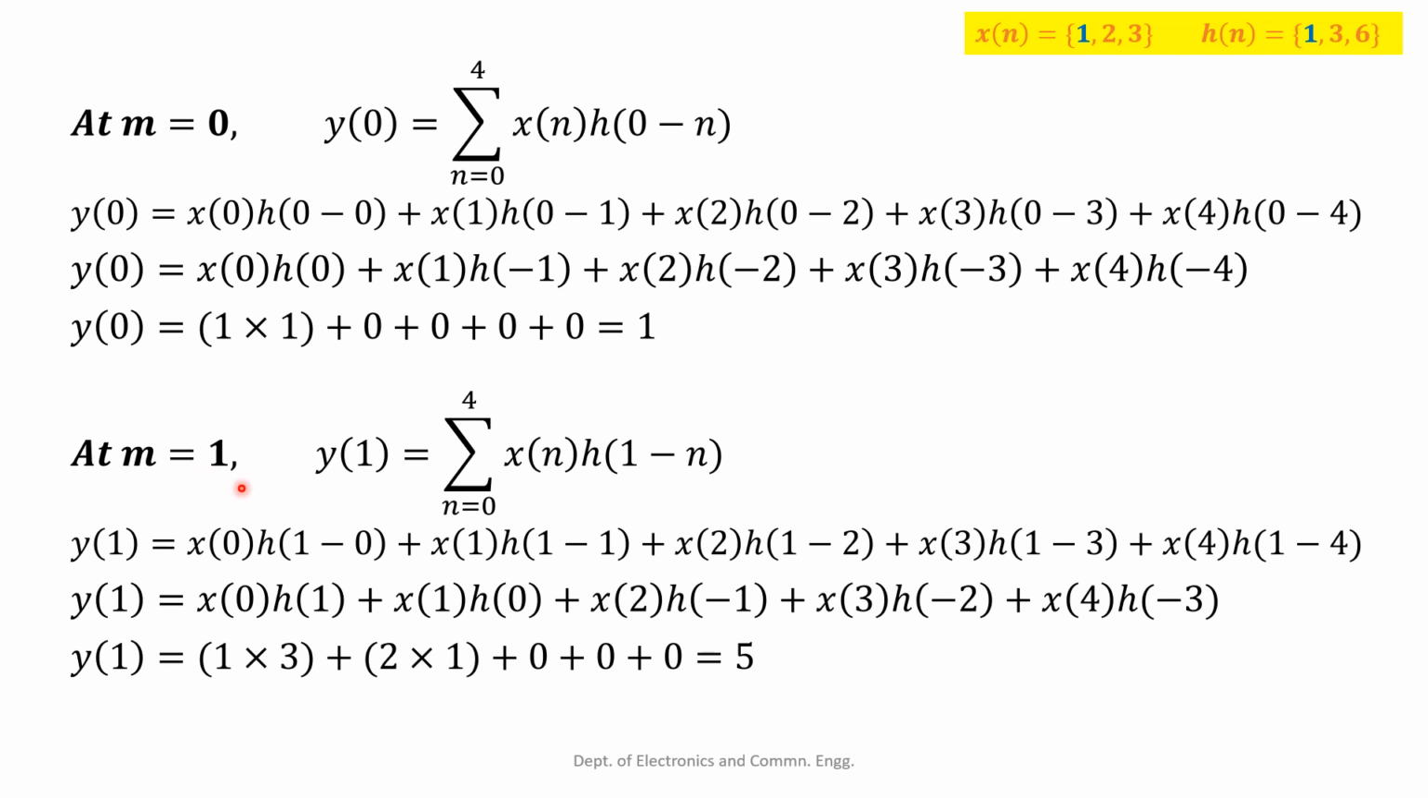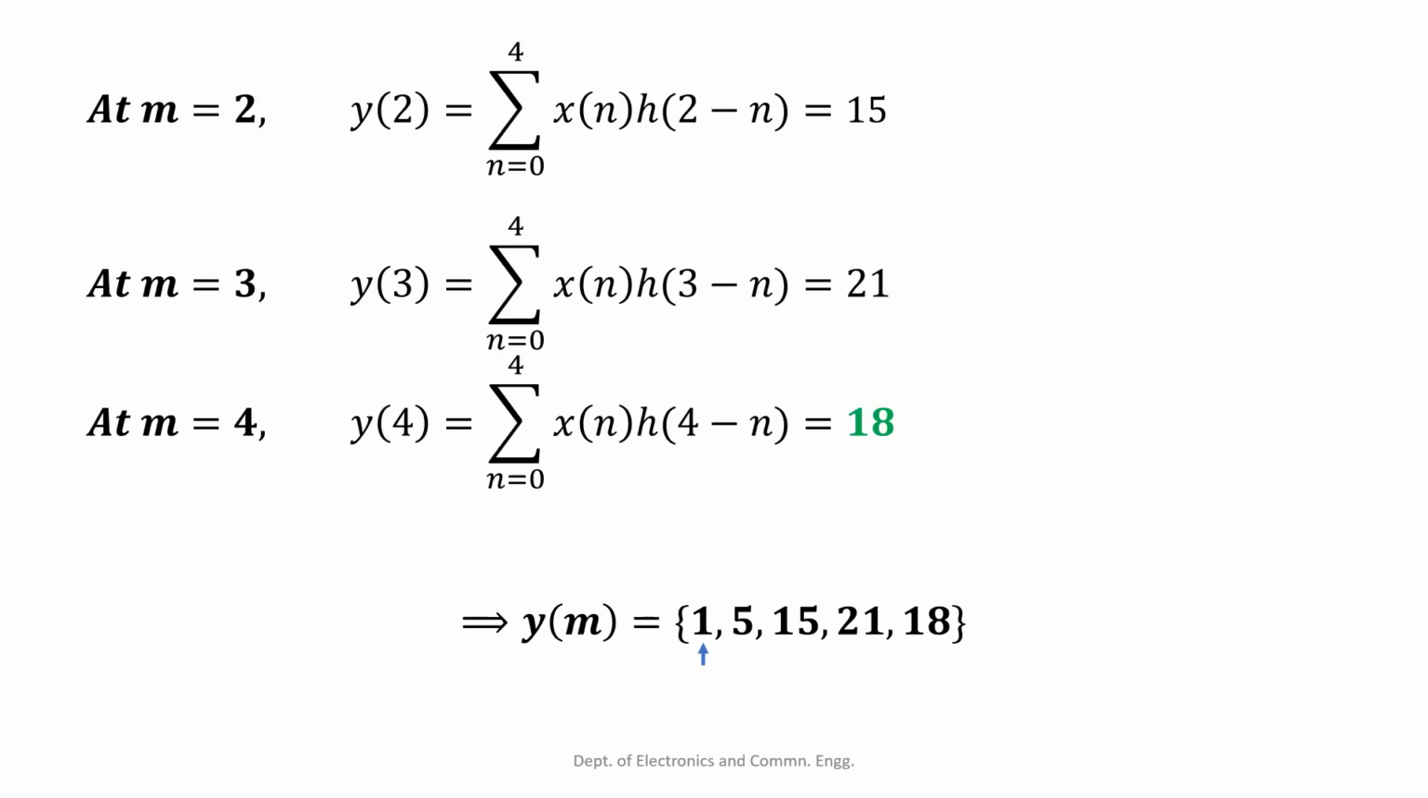Similarly, at m equals 1, we get y of 1 equals summation n equals 0 to 4 of x of n h of 1 minus n. Expanding this summation and making the substitution, we get the answer as 5. Continuing that for m equals 2, 3 and 4, we get the corresponding results 15, 21 as well as 18.